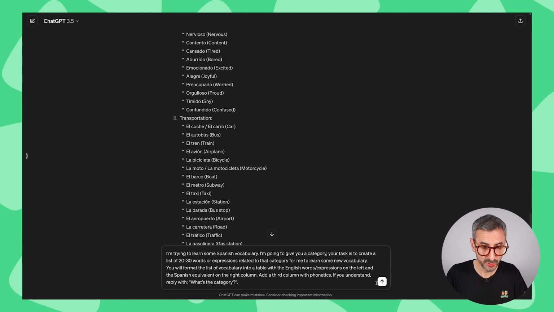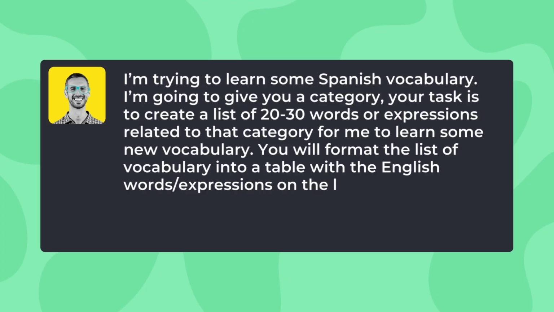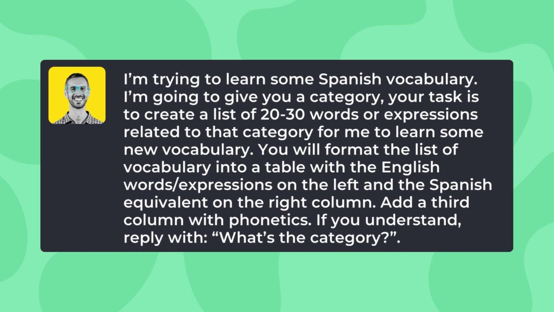And that prompt goes like this. I want to drill down on the vocabulary a bit, okay? So I'm trying to learn some Spanish vocabulary. I'm going to give you a category. Your task is to create a list of 20 to 30 words or expressions related to that category for me to learn some new vocabulary. You will format the list of vocabulary into a table with the English words or expressions on the left and the Spanish equivalent on the right column. Then let's add a third column with phonetics. If you understand, reply with "What's the category?"